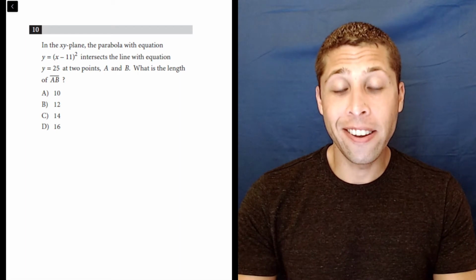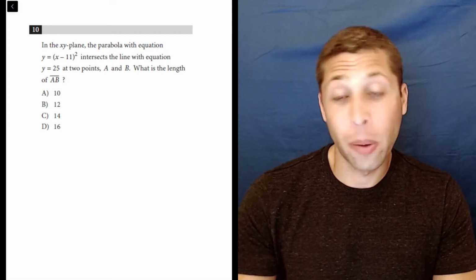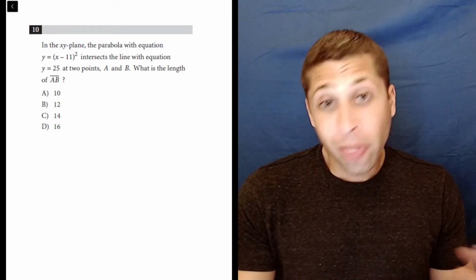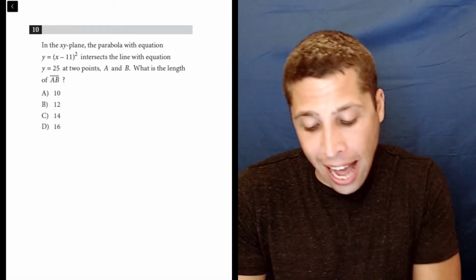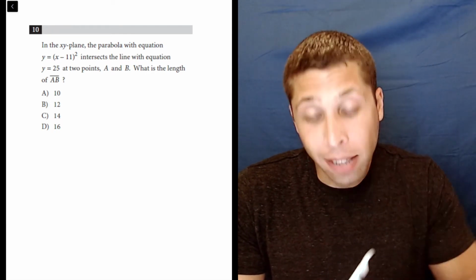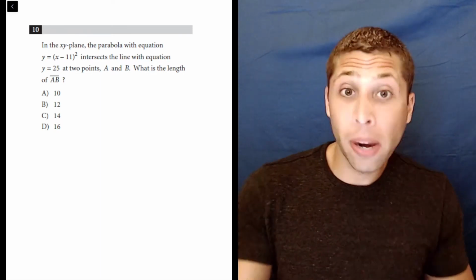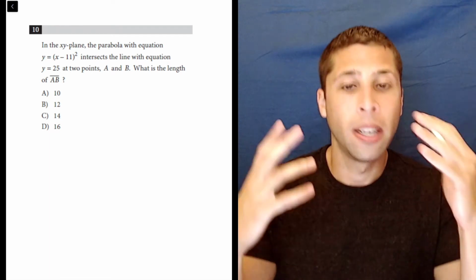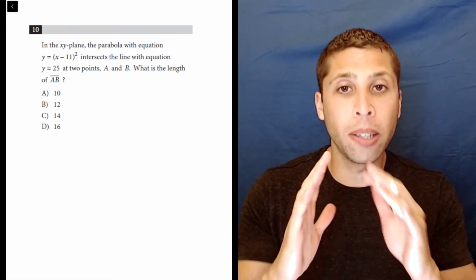This is yet another system of equations question on this test. There's a lot of them, but this one is different because it has a parabola. The overall process for systems is always the same. We want to get rid of one of the variables, right? We have two equations, usually with two variables each.